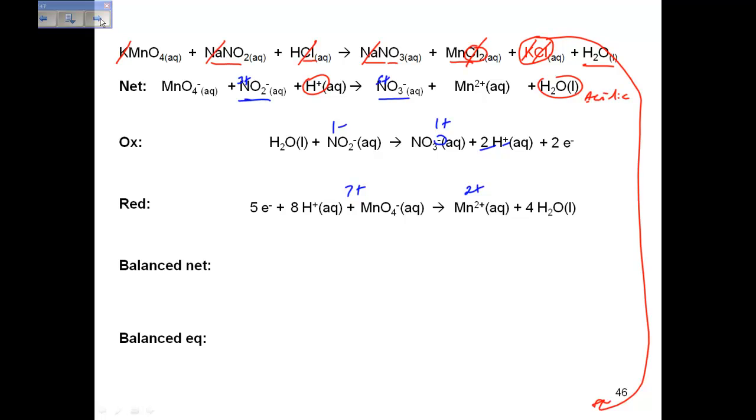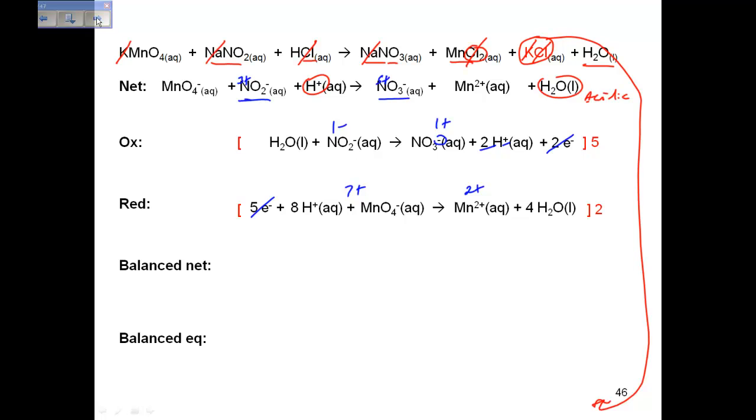I need the whole thing to balance. So I will multiply my oxidation by 5 and my reduction by 2, giving me a common thread of 10 electrons. So my 10 electrons will cancel out.